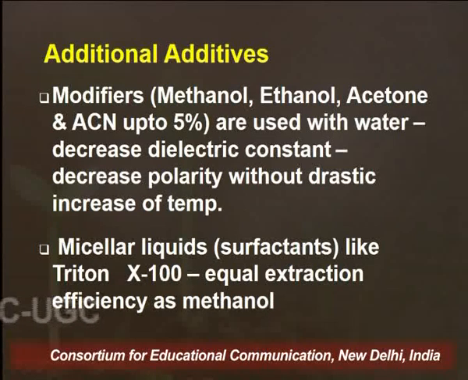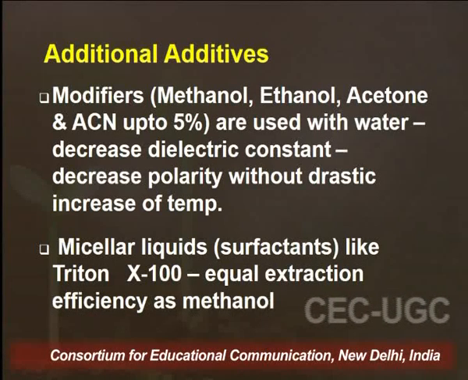Once these solvents are used with water, they change drastically the dielectric constant of water, and we can change the polarity of water from highly polar towards non-polar by avoiding a drastic increase in the temperature. As I discussed in that figure, if you increase the temperature to which water is exposed to 500 degrees Celsius, then water will have the same solubility characteristics as hexane. So if we are using modifiers like methanol or ethanol at a concentration of 5%, then we can achieve that decrease in polarity without a drastic increase in the temperature.